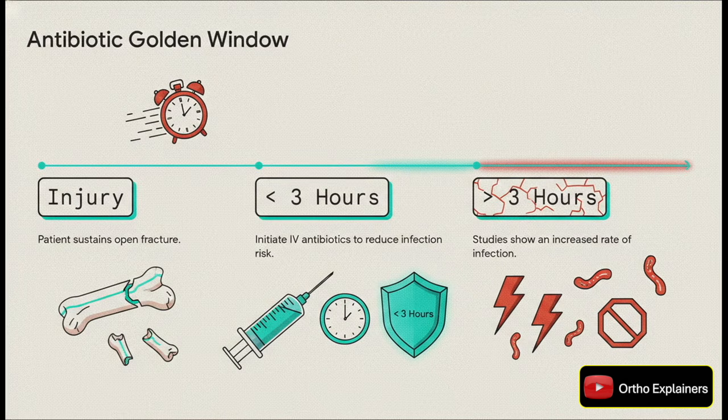There really is a golden window for getting those antibiotics on board. If you delay that initial IV dose beyond 3 hours from the time of injury, you're looking at a statistically significant increase in the deep infection rate. This is without a doubt a key performance indicator for any trauma system.